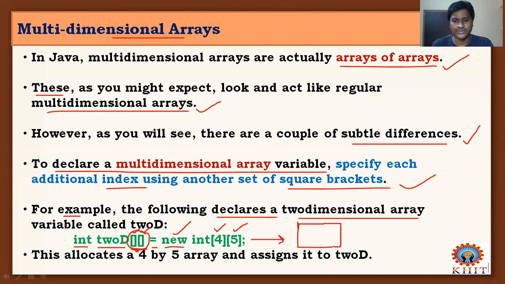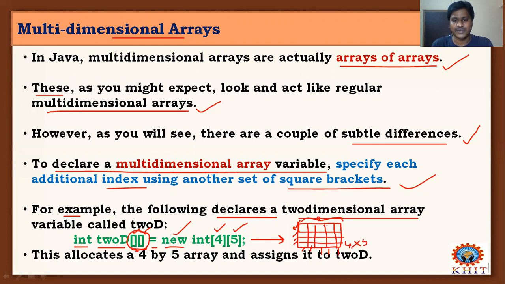The dimensions of a two-dimensional array indicate the rows and columns of a matrix. Here 4 indicates 4 rows and 5 columns. The array will look like this: first row, second row, third row, and fourth row. From the column point of view, first column, second column, third column, fourth column, and fifth column. A 4 by 5 matrix.